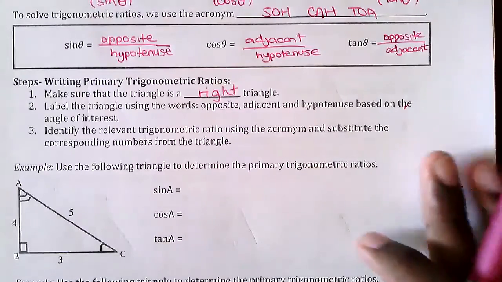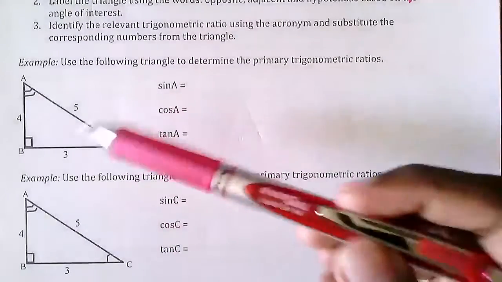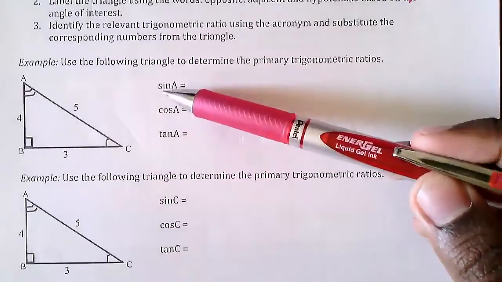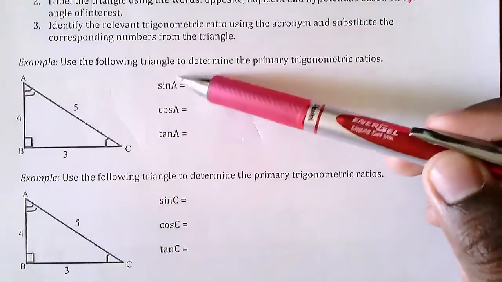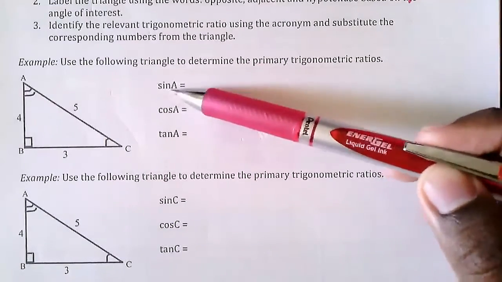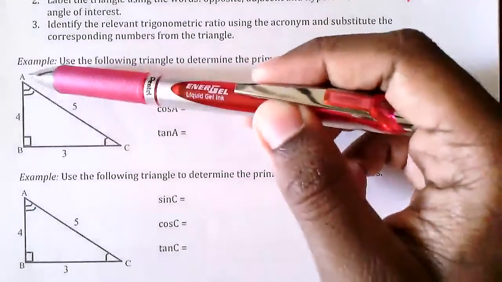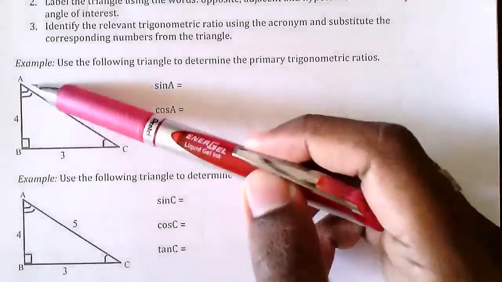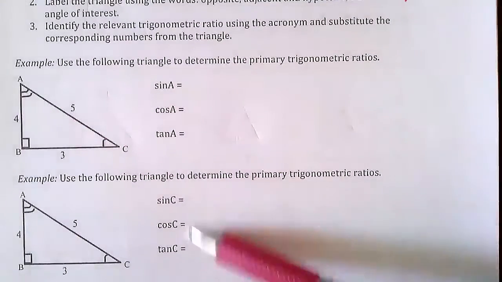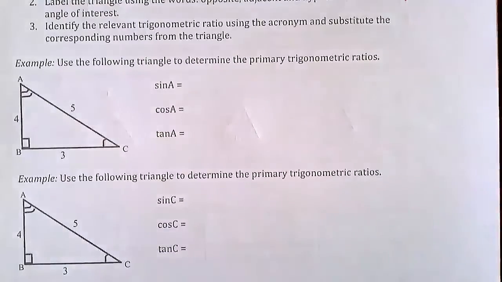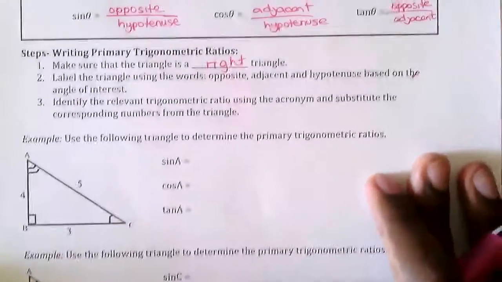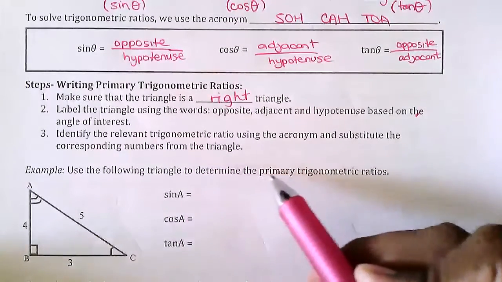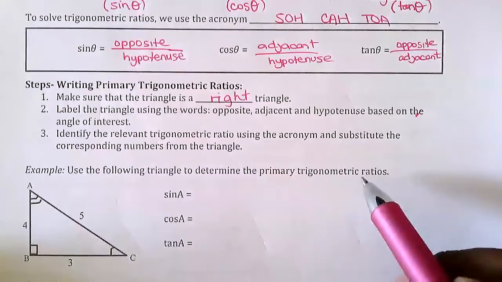So here, what I want to do is I want to show you, we have identical triangles. We're going to choose different angles of interest. Here we can see it's sine A. Remember that the argument attached to the sine represents the angle, and that represents this angle here. So for the first three trig ratios, A will be our angle of interest, and for the next three, C will be our angle of interest. So let's get back to just this first example. It says use the following triangle to determine the primary trigonometric ratios.